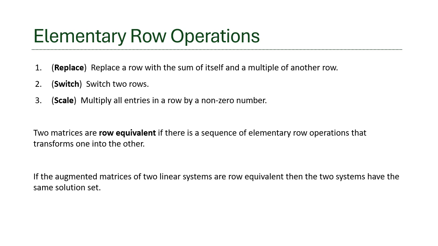These three operations, replace, switch, and scale, are what we call the elementary row operations. Now, two matrices are called row equivalent if one can be transformed into the other using just these elementary row operations. It's exactly what we saw on the previous slide. All of those matrices that we calculated would be considered row equivalent because we used just these elementary row operations to derive each of them.